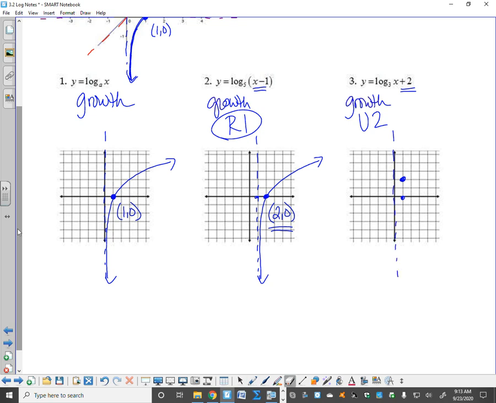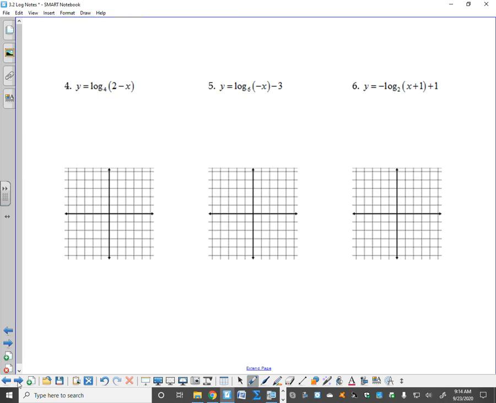I'm going to erase that point. So I'm tied to the asymptote and then pull away. And that point is 1, 2. Okay. All right.